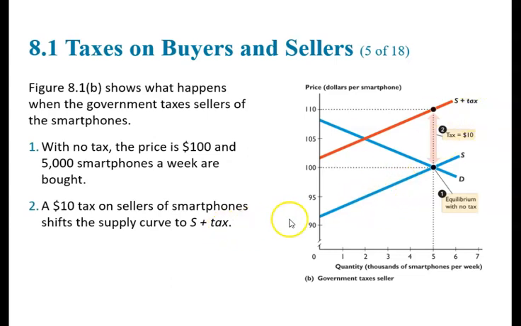So it would simply mean that their true willingness to accept would actually be $10 above this initial supply curve. That's why we move to this new supply curve, which can be called S plus tax, simply because it is parallel to the initial supply curve, but the difference from every point on the initial supply curve is a difference of $10.